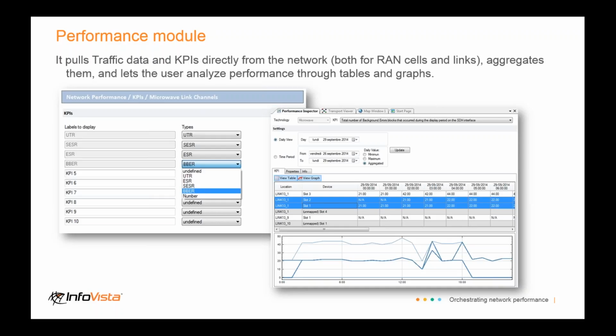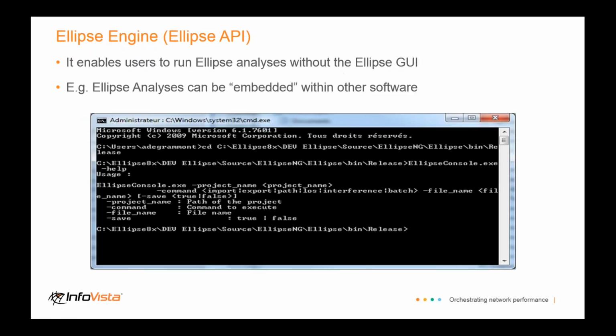Performance module, you can connect to your EMS and then bring in either traffic data or KPIs or both into Ellipse, so you can map, graph, or have a table that shows you the performance for links within a certain period of time. I see a time period in here, what kind of aggregation you want, or daily view if you want to see hourly. So you can see that very easily.